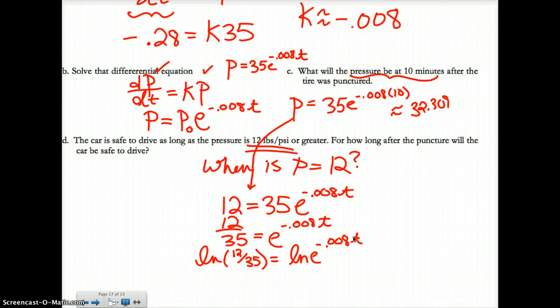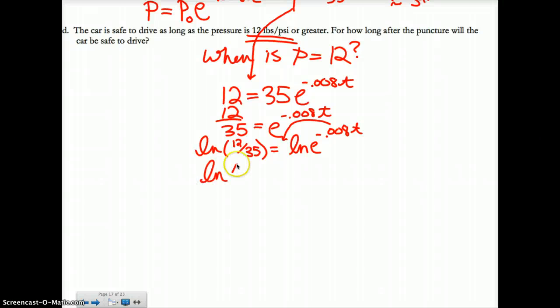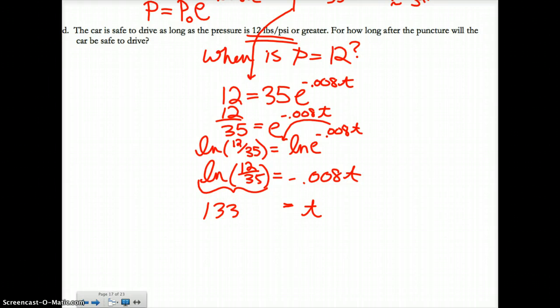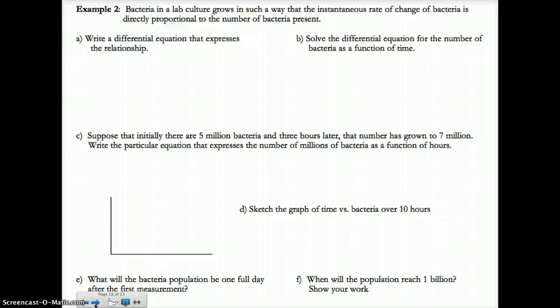Well, we have our property that says exponents come out front, and we know ln e is 1, and that's kind of why those undo each other. So what I get is the natural log of 12/35 is equal to negative 0.008 t. And on your calculator, if you then go take this quantity and divide it by negative 0.008, you're going to get about 133.805 minutes.